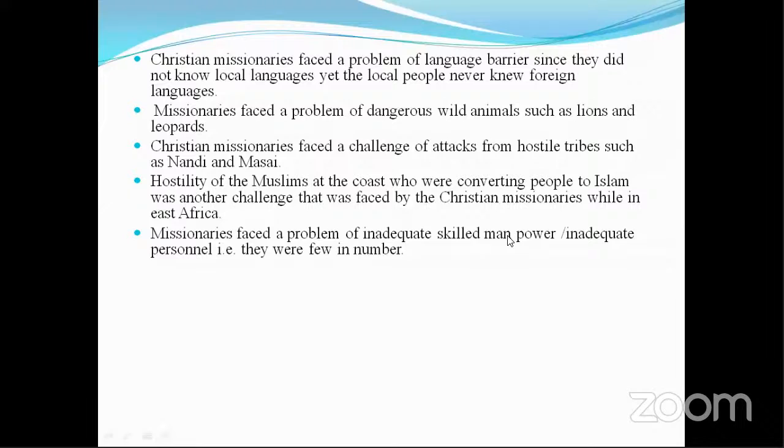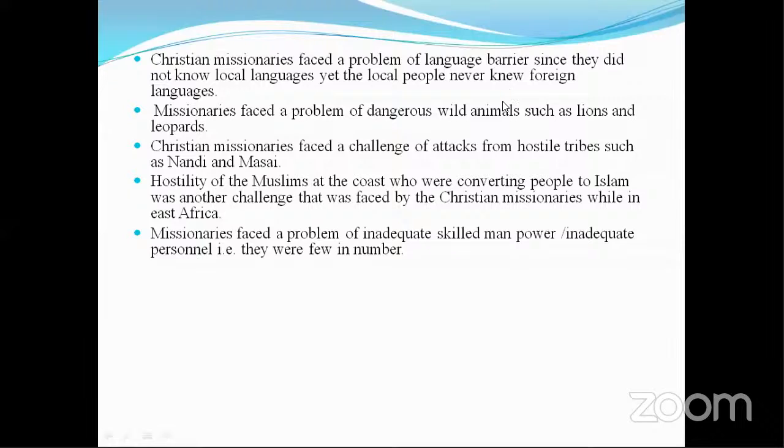Oh, now we have not yet gone to the point of manpower. But of course, I will explain that when we get to that point. But again, how was it a challenge? How was it a problem to the Christians at the coast? Now, remember, they were competing for these Africans. Each side wanted to convert these Africans to their belief. So the Muslims were converting Africans to Islam, and the Christian missionaries were also converting Africans to Christianity. That is the competition we are talking about. It became such a big challenge.